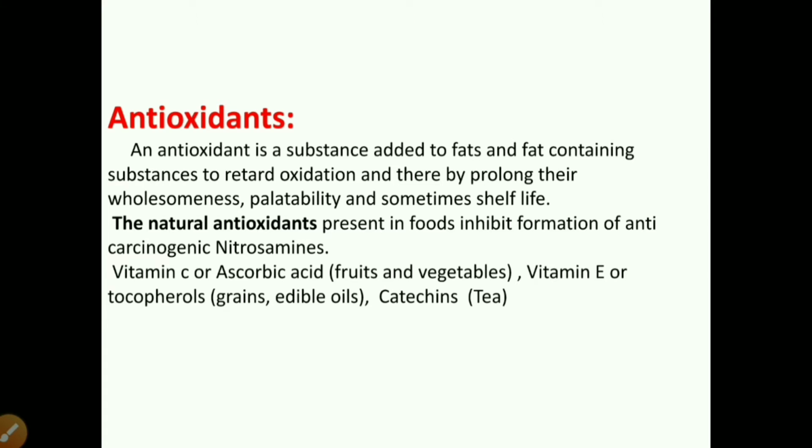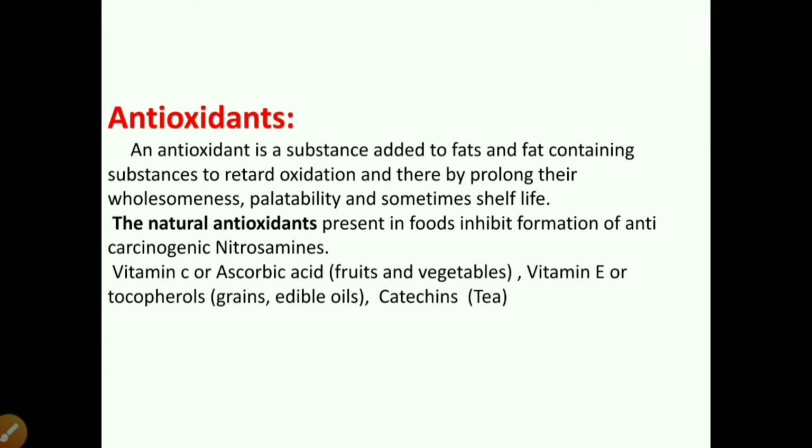First, let us talk about antioxidants. Antioxidant is a substance which is added to the fat or fat containing substances to retard oxidation and prolong the wholesomeness, palatability and shelf life. And antioxidants should be effective at low concentration and it should not have any harmful physiological effect.